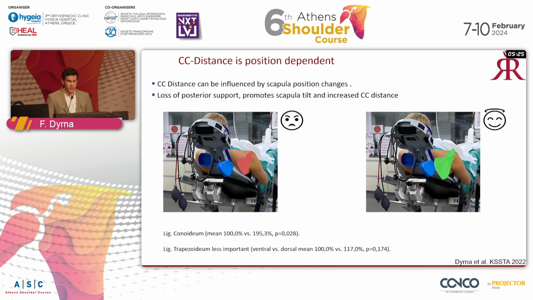Another thing that we see now is that the CC distance is dependent on position. So we now also see that in arthroplasty, where we actually look at the scapular position on the back of the patient. And we do see when patients have a high scapular tilt on the backside of the shoulder, they have an increased CC distance and a lower likelihood of recovering their scapular position.